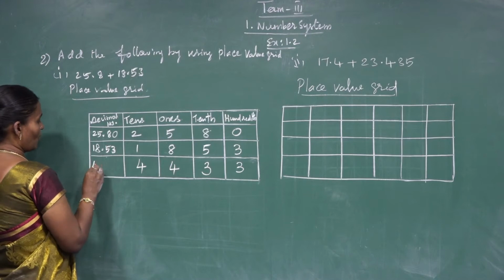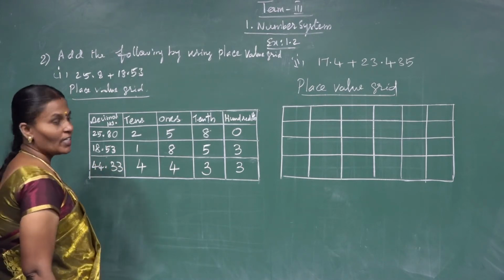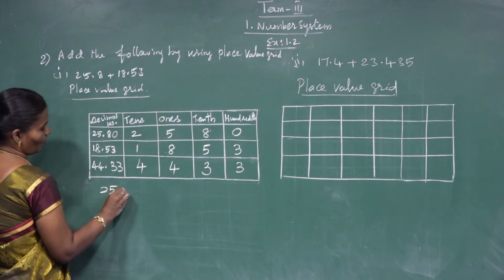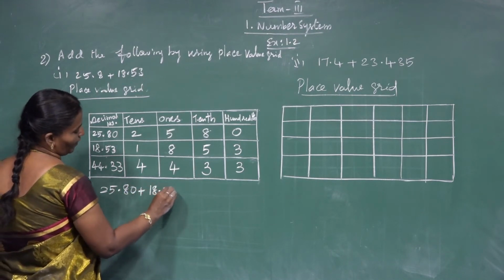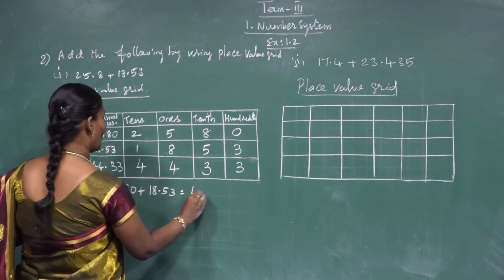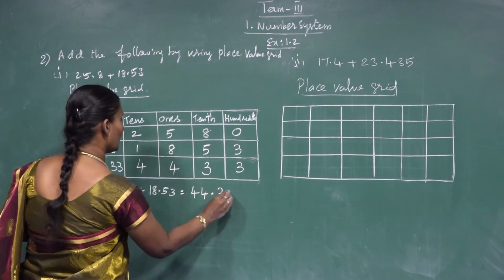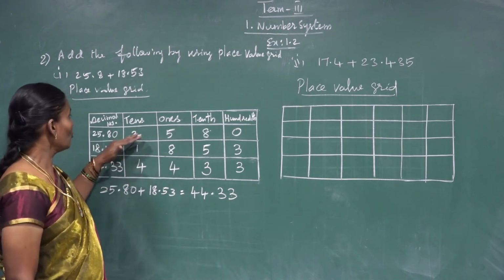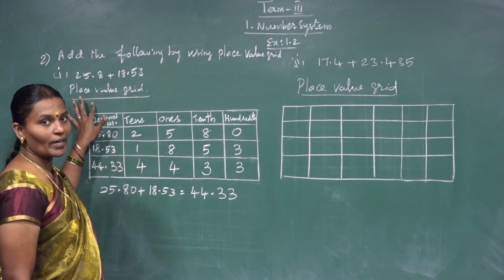So 44.33. Okay. So what is the sum? So what is given? 25.80 plus 18.53. What is the answer? Solution of this sum? The solution is 44.33. That is the answer. Understand, children, how to add this by using place value grid?